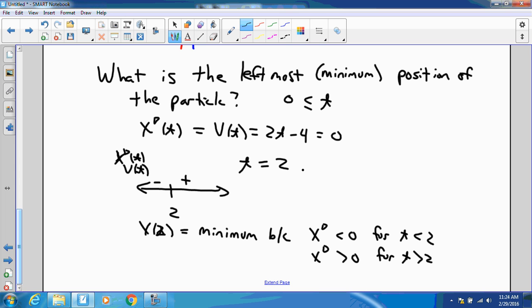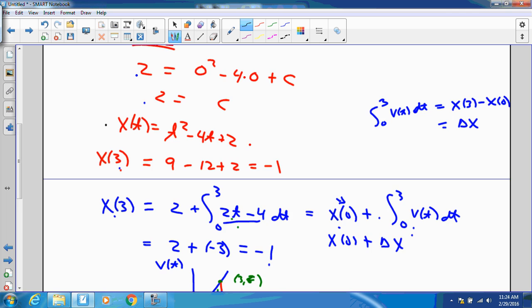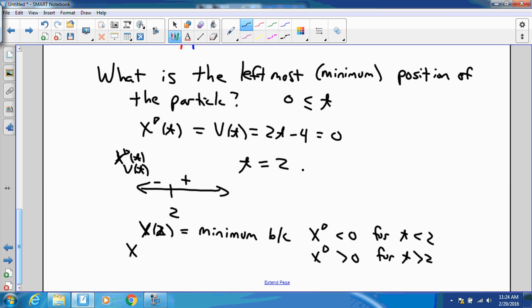Well, that almost answers the question. It doesn't tell me the exact value of x of 2. So how do I find x of 2? I've got some options. Since I have a formula for x, I can plug in directly here. And I find that x of 2 is equal to 2 squared minus 4 times 2 plus 2, which turns out to be equal to 0.